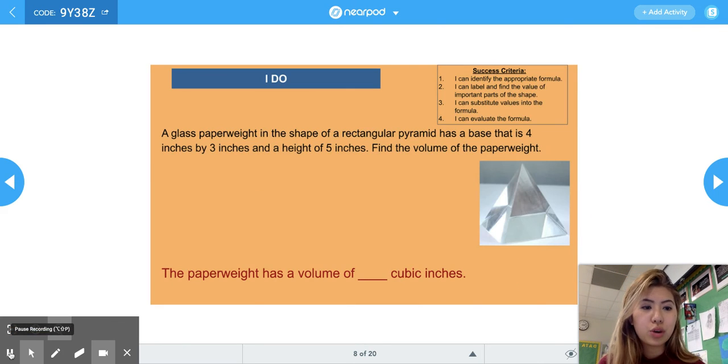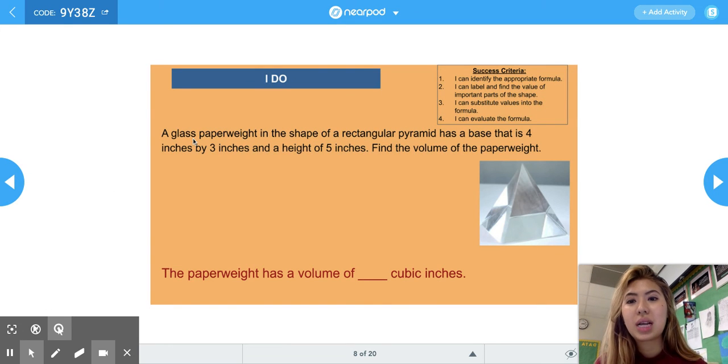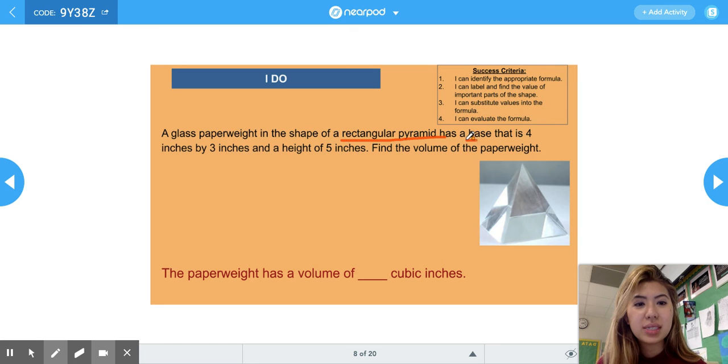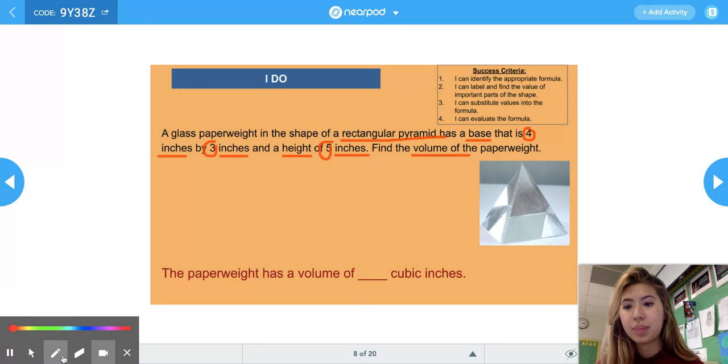So that was a little warm-up for today's lesson. This first IG problem reads, a glass paperweight in the shape of a rectangular pyramid has a base that is 4 inches by 3 inches and a height of 5 inches. And we have to find the volume of the paperweight.